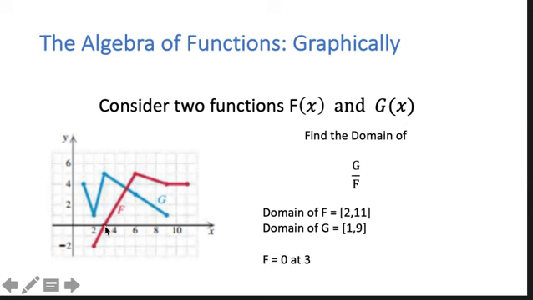So f is 0 when x is 3. That means that in the domain, we can't use that value of 3. So the domain of g divided by f starts at 2 and ends at 3, and then starts back up at 3 and ends at 9. Notice the bracket on 2 because it's included, but a parenthesis on 3 because it is not.